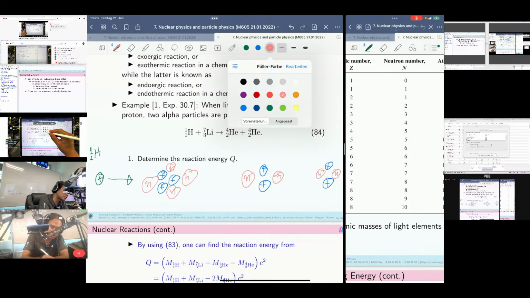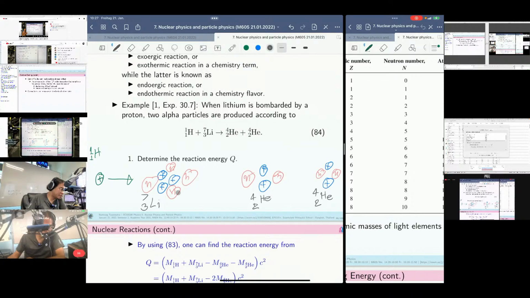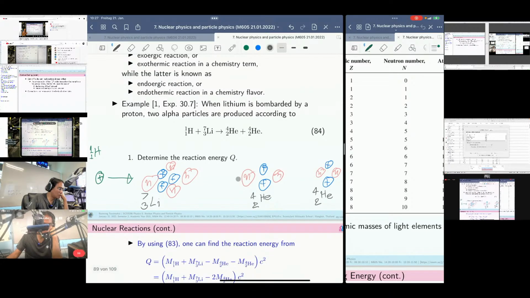The lithium is bombarded by a proton, and 2 alpha particles emerge as the product, right? According to this equation, determine the reaction energy Q. We need to find the mass difference, and then we convert the mass difference to the energy by using the Albert Einstein relation E = mc², but we are going to use the letter Q.